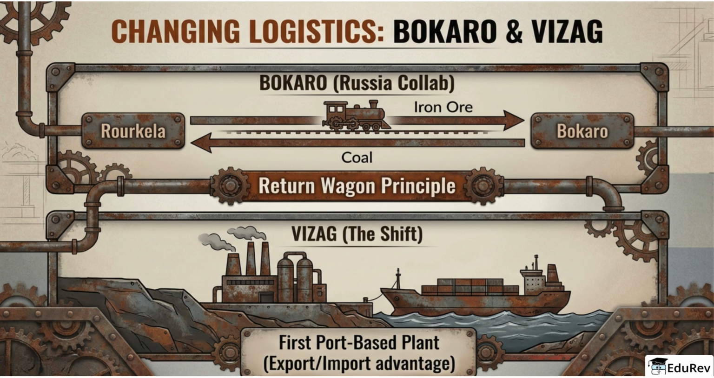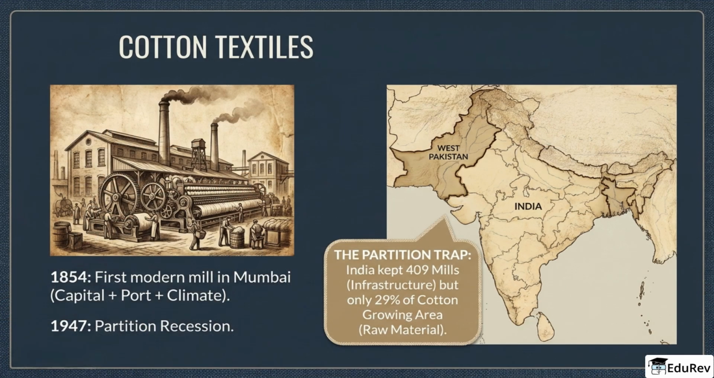Now location is not controlled only by mines. It also benefits from export-import access, imported coking coal, and maritime transport. That is why Vizag is called a shift in logistics. Now let's move to cotton textiles. The first modern cotton mill in India was established in Mumbai in 1854. And the slide gives you the three reasons: capital, port, and climate.